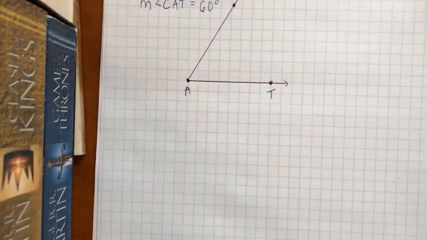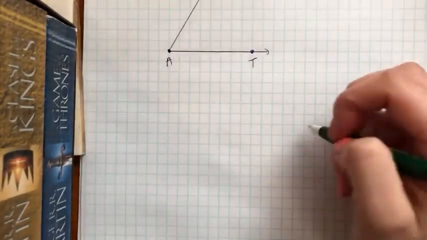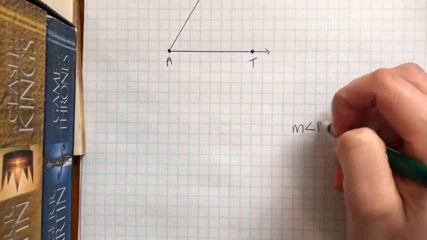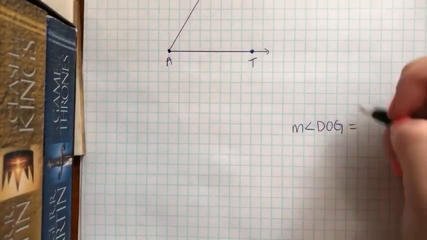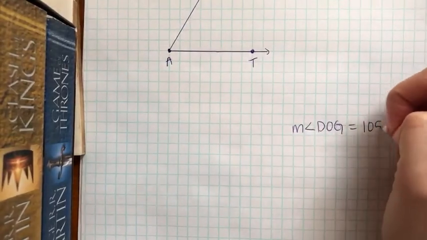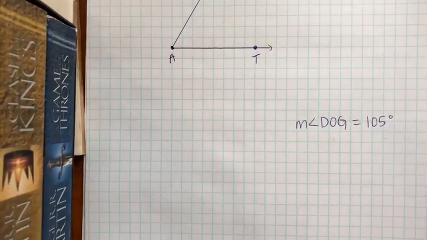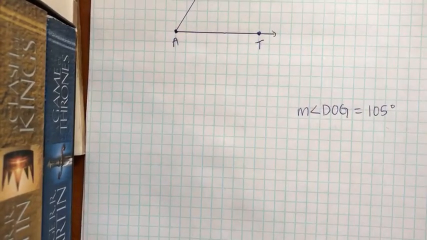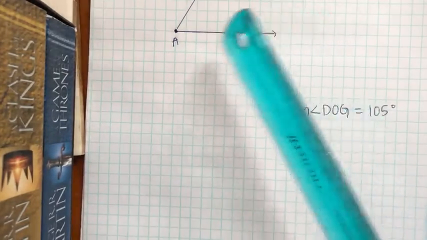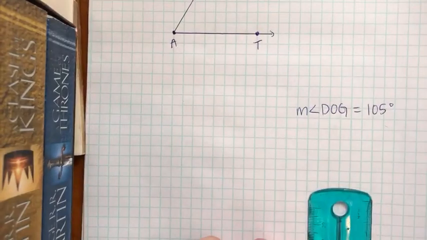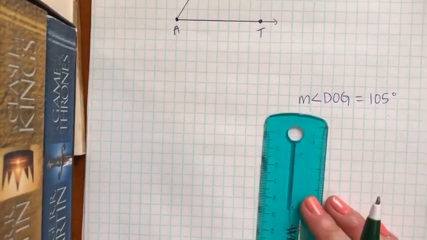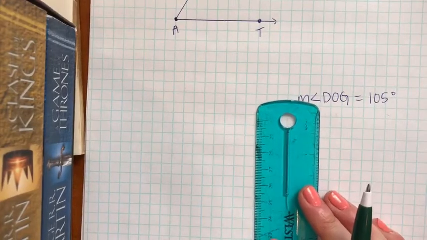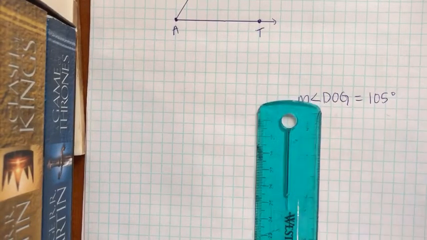We'll do another angle down below. We'll do measure angle DOG. So this time we'll say the measure of angle DOG is 105 degrees. So like I said, you don't have to put your ray facing across the paper like we did before. You could put it in any direction. I think to start, I'm going to put it straight up and down. Maybe that's how I need my angle to be.